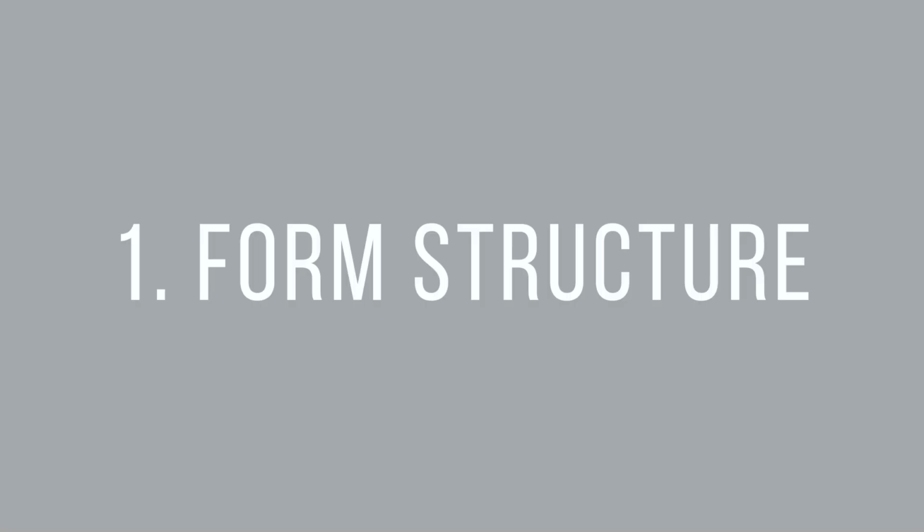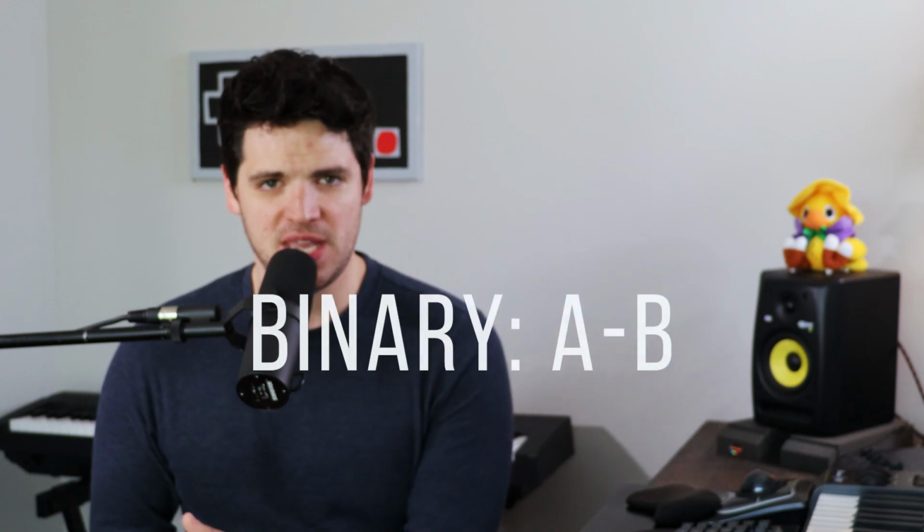Number 1, form structure. Musical form, in music theory terms, refers to dividing up your music into sections. We typically use letters to define these forms. So for example, binary form would be A, B.